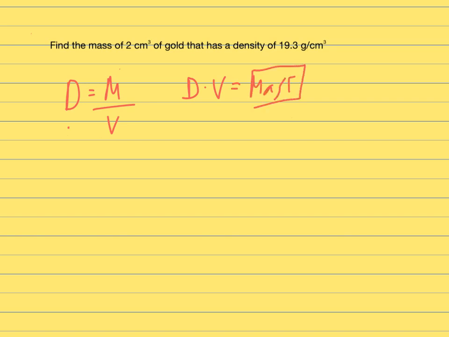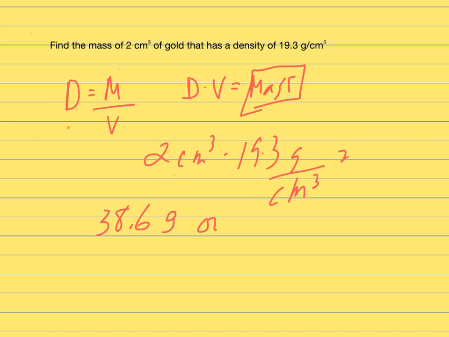Now in this case, I'm trying to solve for the mass, so essentially I'm going to multiply the density times the volume. Doing my multiplication, 2 cubic centimeters multiplied by 19.3 grams per cubic centimeter will give me a product of 38.6 grams. But using significant figures, since the measurement 2, or the volume, only has one place of accuracy, my answer should only have one place of accuracy, and so my answer is going to be 40 grams.